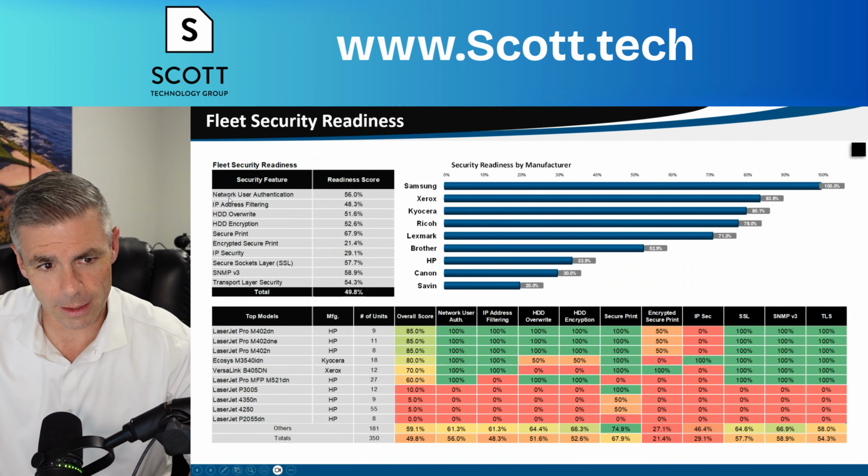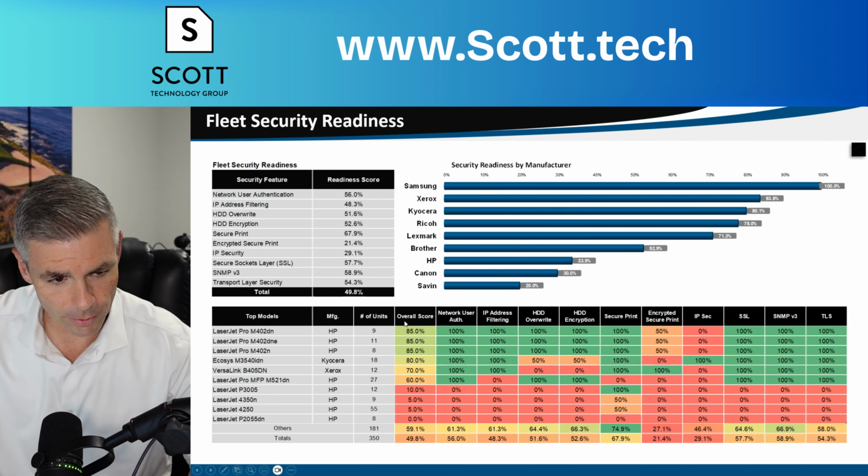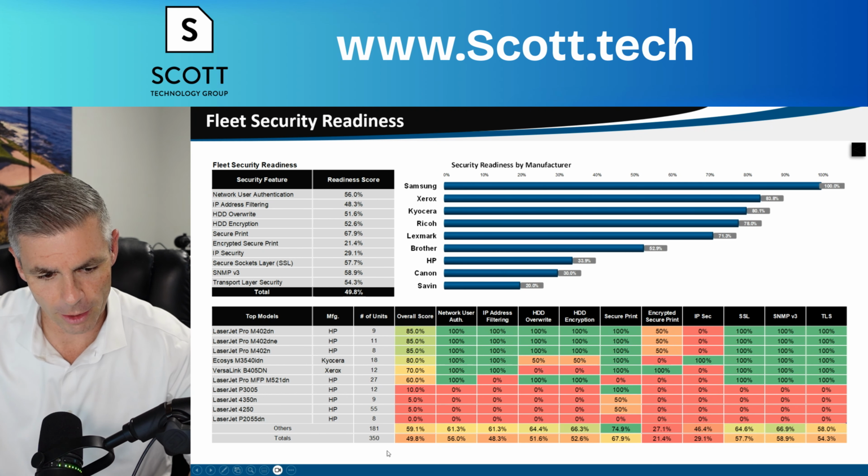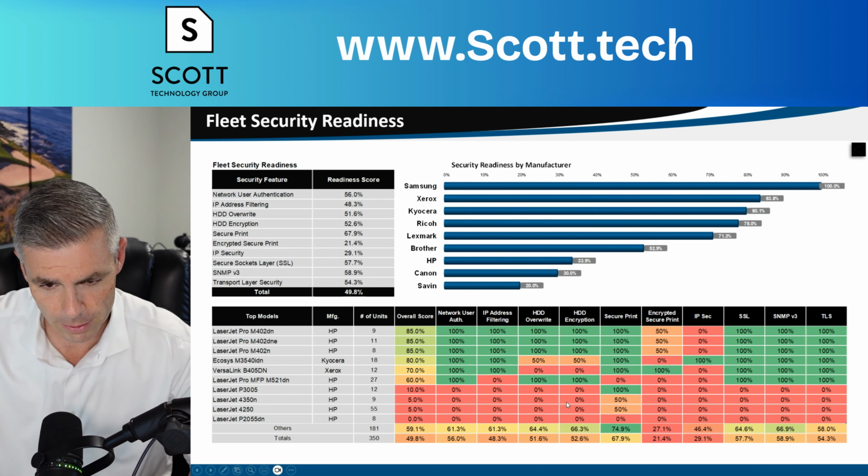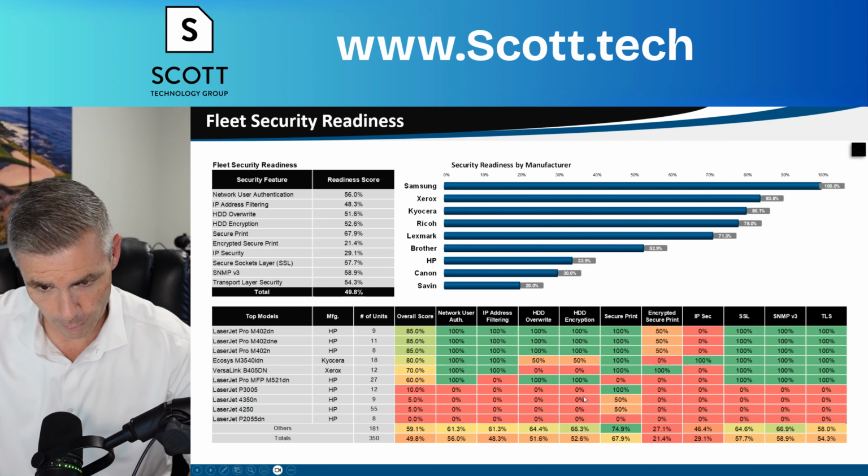The security readiness shows us by manufacturer, and we score it on a number of different criteria. And then we give each device a total score. So we can see that there are a total of 350 devices. These are the top 10 right here. And some of these are zeros across the board. Some of these oldest devices, they just don't have encryption. They don't have secure print. They don't have hard drive overwrite. So we want to look at those. Those might be a concern.